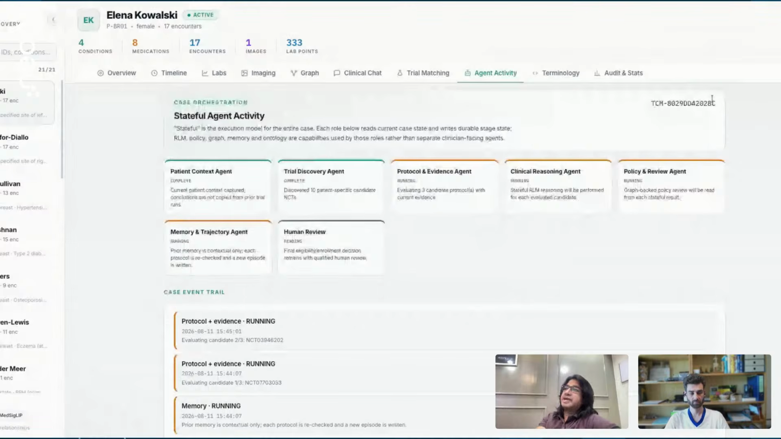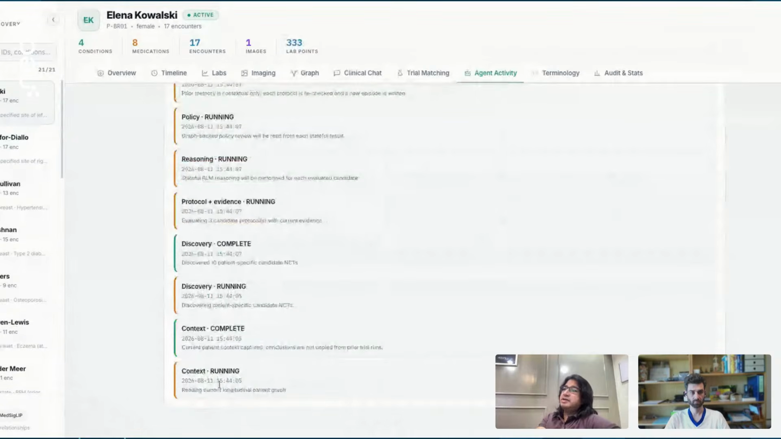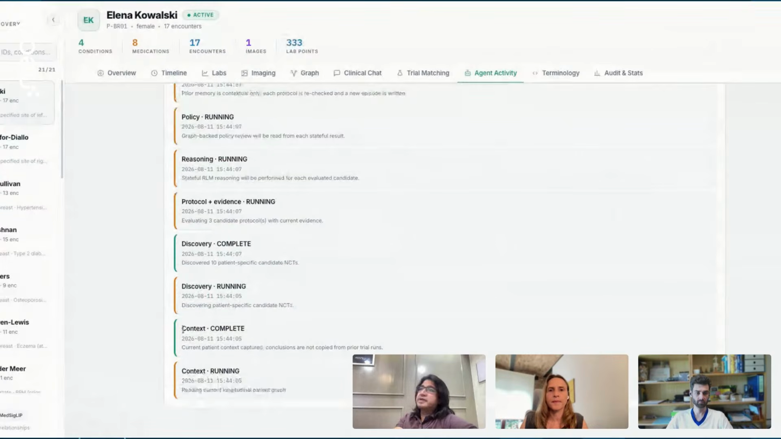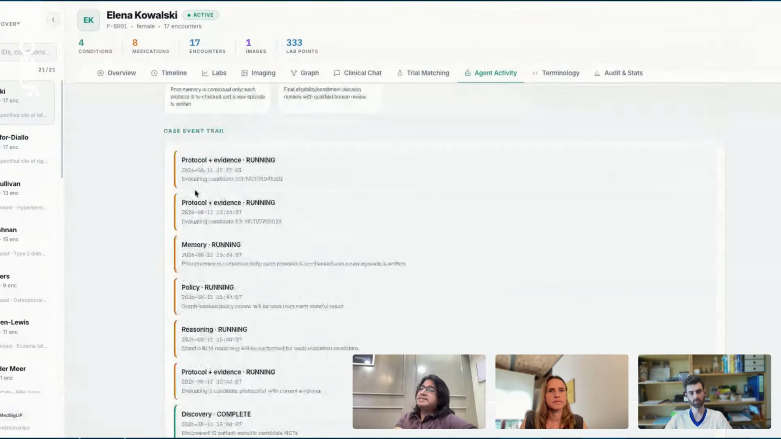If you look into it, from the context at this particular time, it says we ran the context, then we looked into the context, which is complete, then discovery running, discovery complete. And protocol and evidence is running. What that means is that when it's trying to do a protocol and evidence map, it doesn't really write. Every time it finds a new thing, it will go and write into the memory, right?